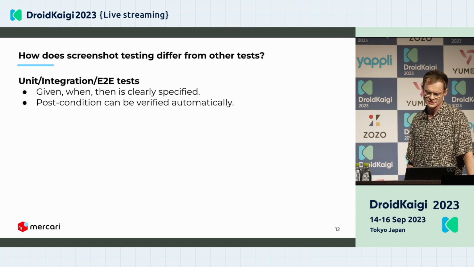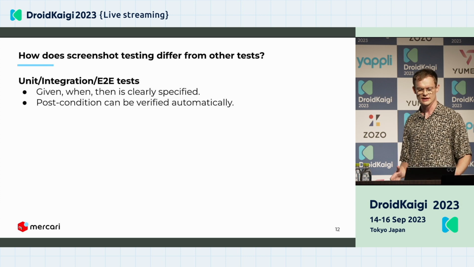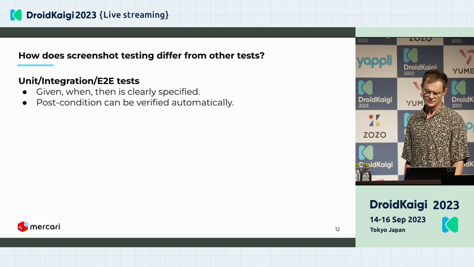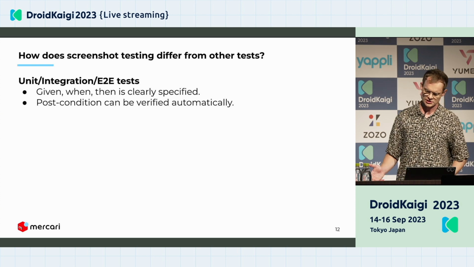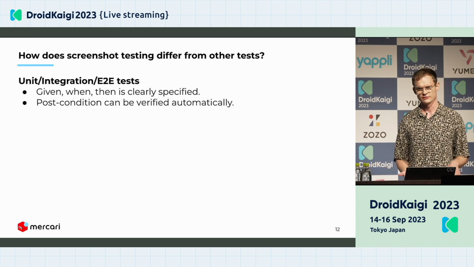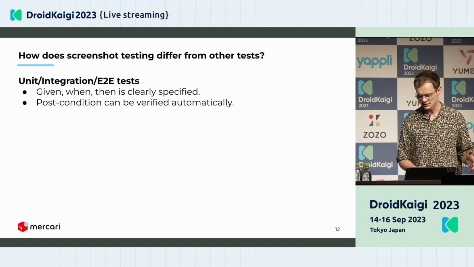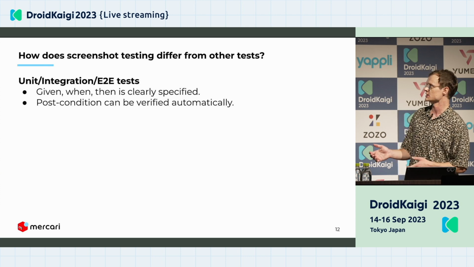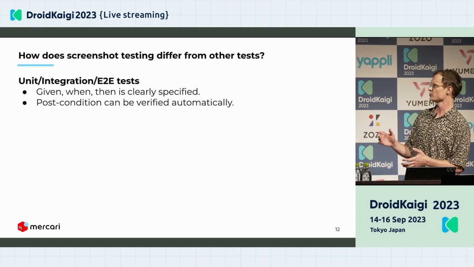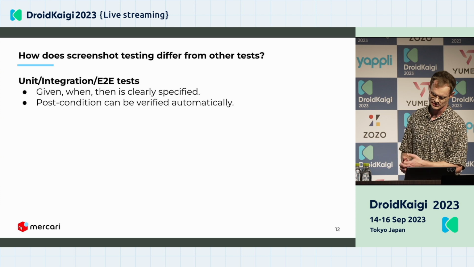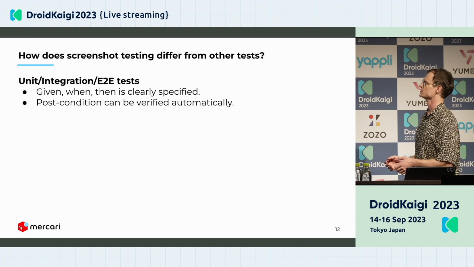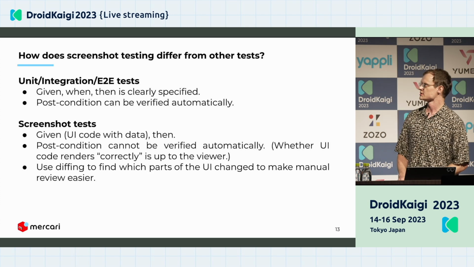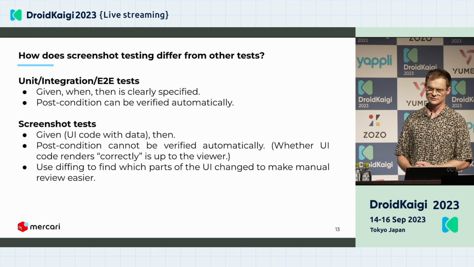When comparing screenshot tests with classic unit, integration, and end-to-end tests, we also notice some differences. In these traditional tests, we can always break them down into given, when, then parts: some precondition, an action that typically moves the state along, and some post-condition that we want to verify. The post-condition can always be automatically checked in this case. Essentially, these are your assert statements at the end. For screenshot tests, that's not really the case.